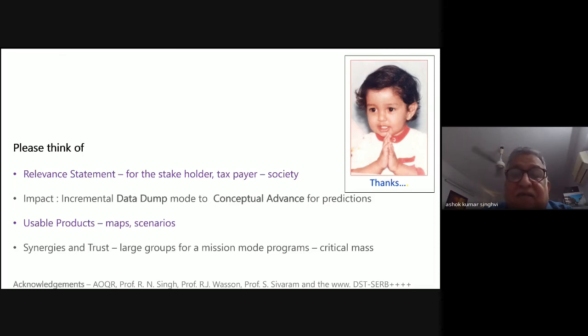Is it an incremental data dump, observing something, recording something, and then that's the end of it? Or are you going to make a conceptual advance? And if you're not able to make a conceptual advance, there's no need to do that science, because I think we need to ask questions very carefully. We need to be able to produce maps and scenarios based on whatever we observe. And finally, we need to have synergies, trust, which means ethics. And we need to work in large groups with mission mode, and critical mass is needed. I don't think we can survive working alone.